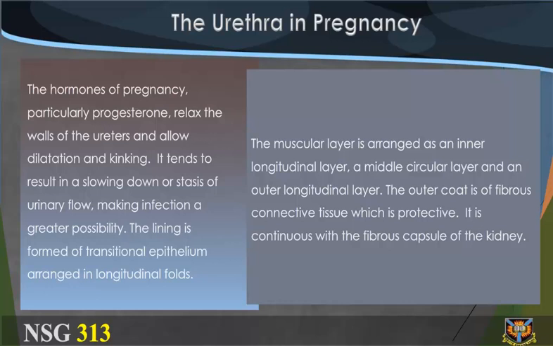The lining is formed of transitional epithelium arranged in longitudinal folds. The muscular layer is arranged as an inner longitudinal layer, a middle circular layer, and an outer longitudinal layer. The outer coat is of fibrous connective tissue which is protective. It is continuous with the fibrous capsule of the kidney.